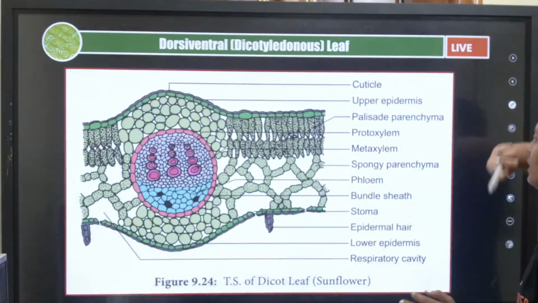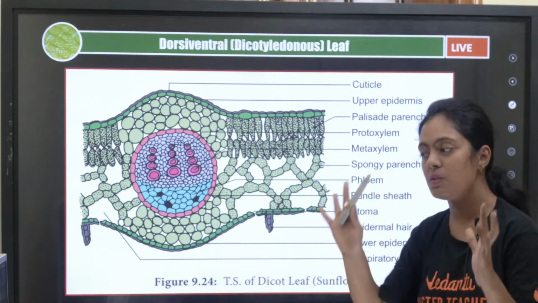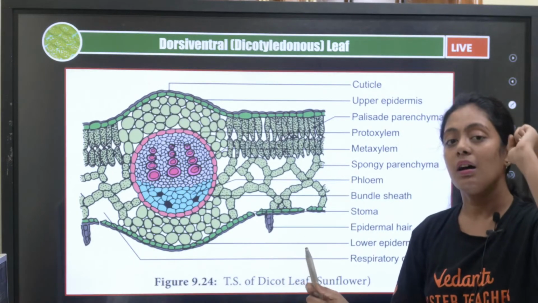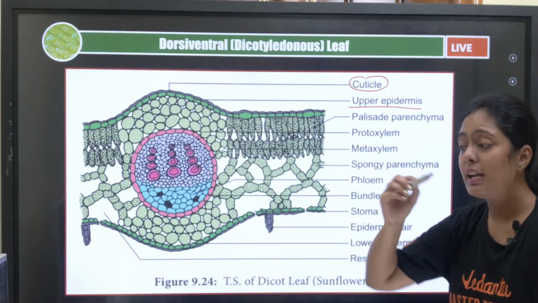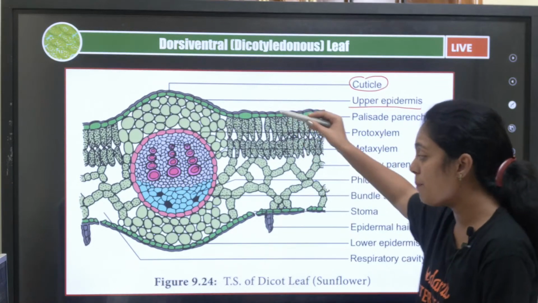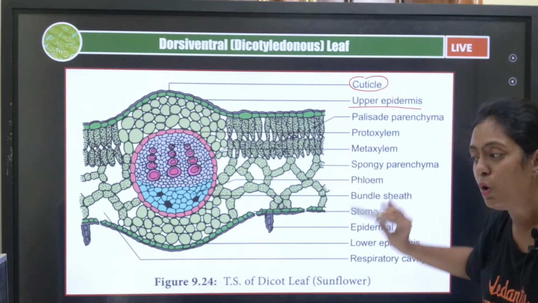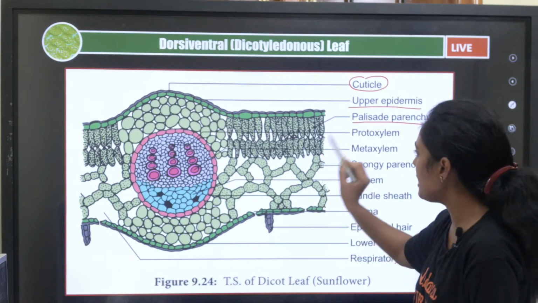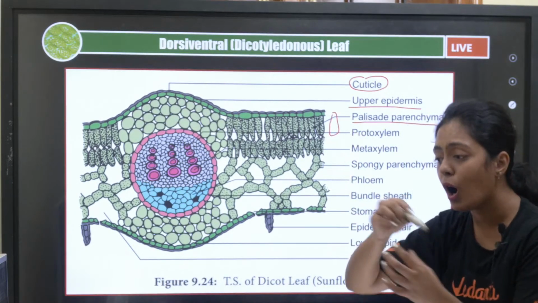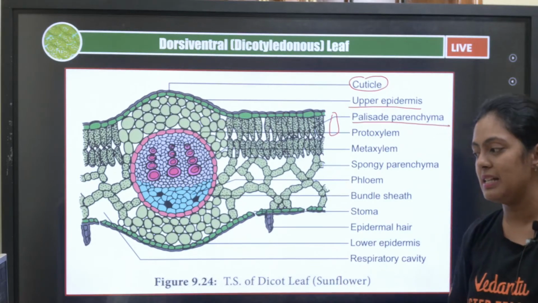Yes, this is the structure they have given in your NCERT. Okay, so epidermis irukku, cuticle irukku. So enna sollirukken, cuticle is thicker on the upper surface, it is thinner on the lower surface. Okay, so you have palisade parenchyma. Palisade parenchyma eppadi irukku, indha mari tall cells irukku, column like cells irukku.